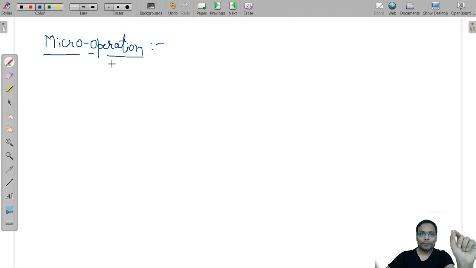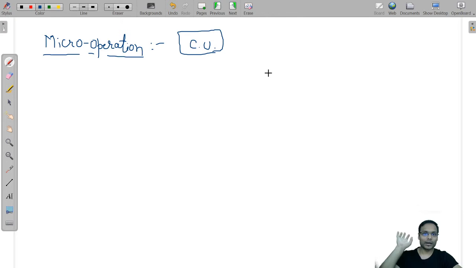Now listen, one step I am telling you. In one step my CPU can perform one micro operation. On whose command will my CPU perform the operation? The commands will be generated by your control unit. The control unit will generate the command, and the rest of the system will perform the operation based on those commands. Whenever one type of command is generated by the control unit, one particular small operation is performed, and that small operation is a micro operation.